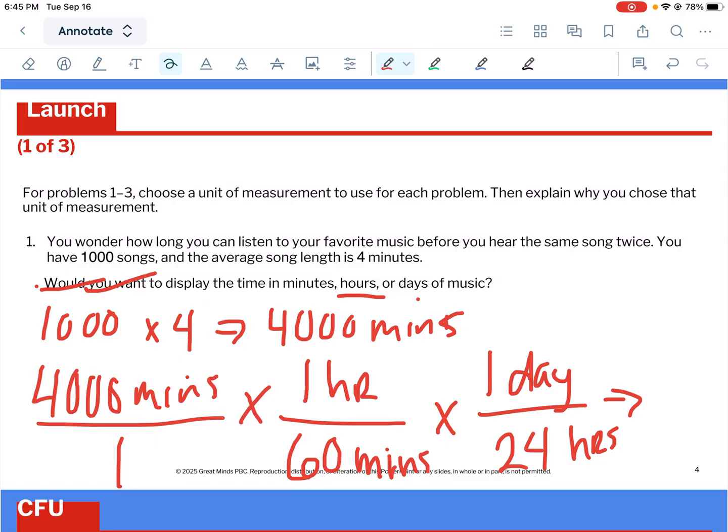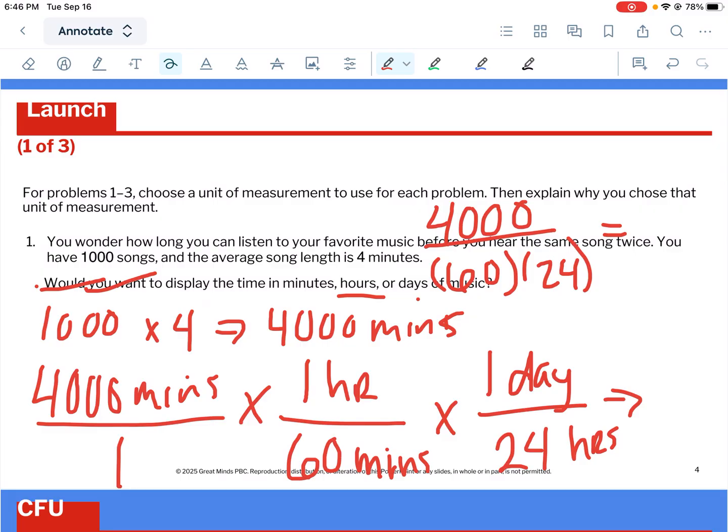Just for the sake of being able to see this in a different form, I'm going to rewrite it up here at the top. We're going to put 4,000 over 60 times 24. That is your fraction, because 4,000 times 1 is still 4,000, and then 60 times 1 is still 60, and then we have to multiply that by 24. Now I'm just going to use my calculator a little bit, and I'm going to give you the decimal answer to that.